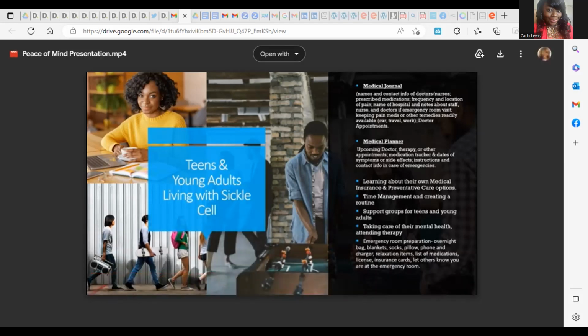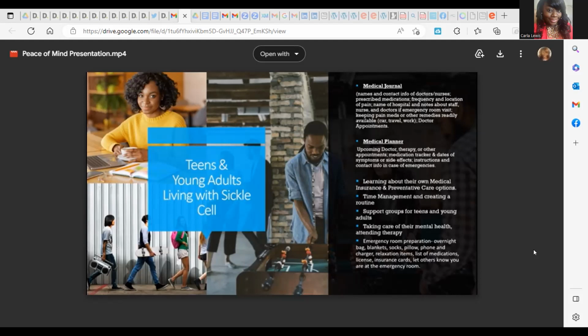And along with that, a medical planner. A medical planner is you just get a blank planner or a planner that comes with a calendar. And I love this because my husband and I use it, and it just helps us keep up with doctor appointments, therapy appointments, or other appointments related to the overall well-being. Medication tracker and dates of symptoms or side effects. And we also keep instructions or contact info in case of emergencies in this planner.